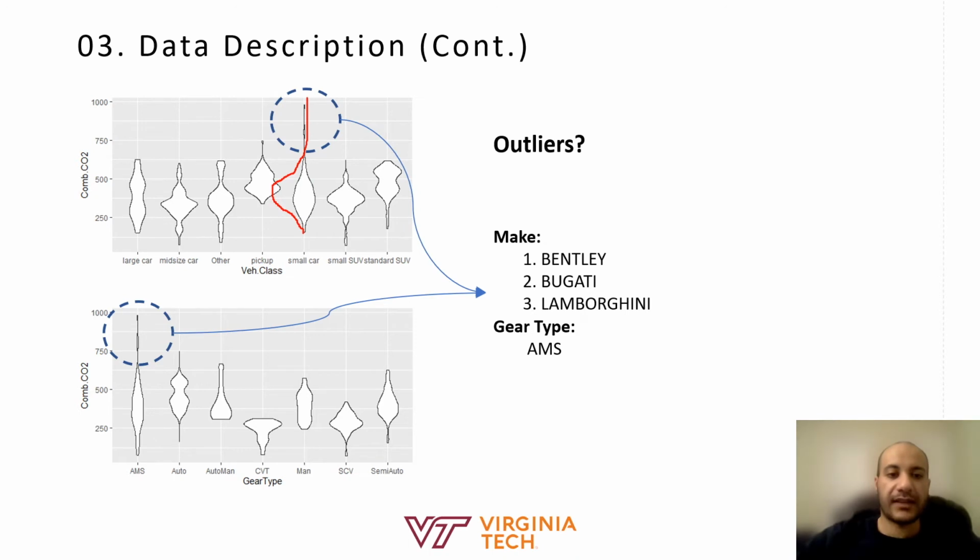And it's very flat at the end of it. So that means this part is an outlier. I also did the same for the gear type, and I found we have very obvious outliers in both visualizations, and both pointed out that we have 3 different makes that are doing this kind of distribution. These 3 are Bentley, Bugatti, and Lamborghini. And for the gear type, it's AMS. I think it's the automatic manual transmission type.